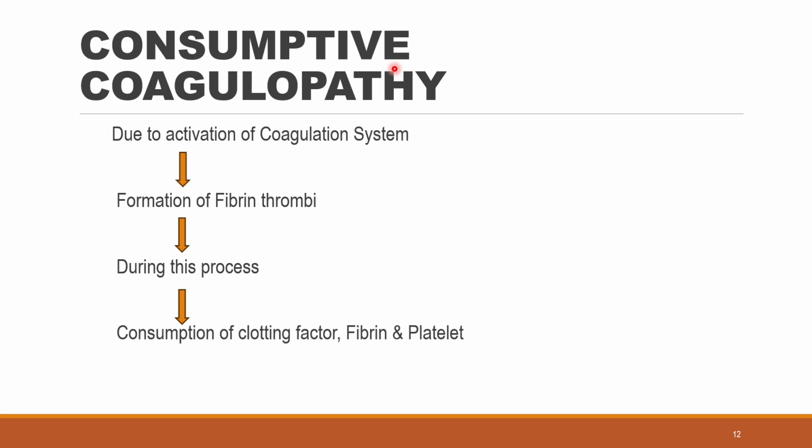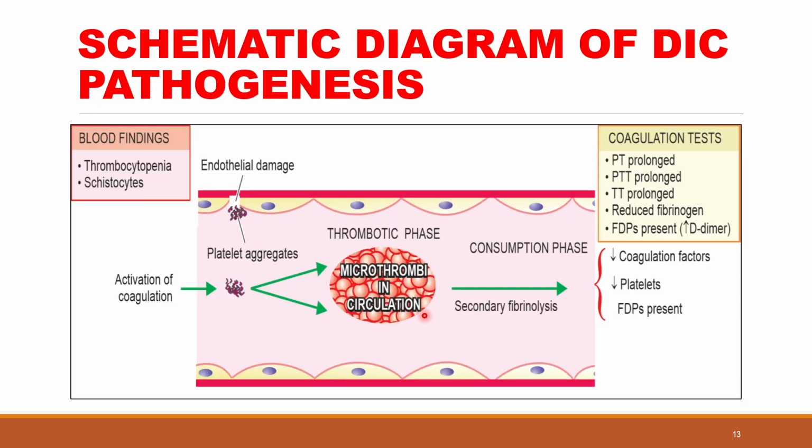See, this word consumptive is very important because once the coagulation system is activated and the clot is formed, once the fibrin thrombi is formed, during that process, they will consume the clotting factors, the platelets and the fibrin. So they will consume all the clotting factors and the platelets. That's why it is known as a consumptive coagulopathy. So these are the microthrombi in the circulation. Because of activation of the coagulation system, the microthrombi will form in the circulation and it will consume the RBC, platelets, and the coagulation factors.